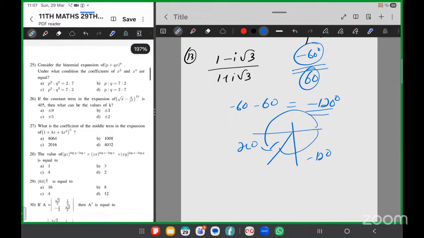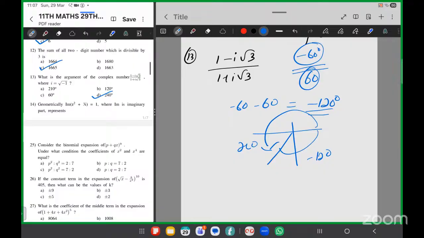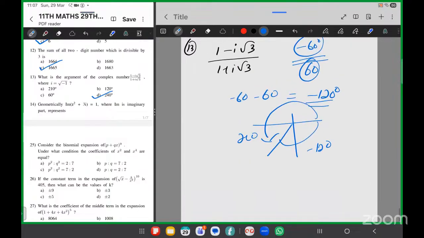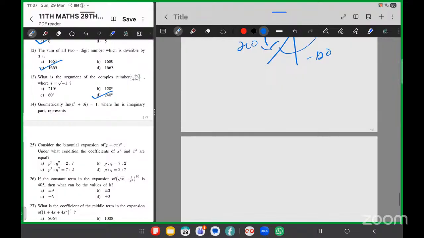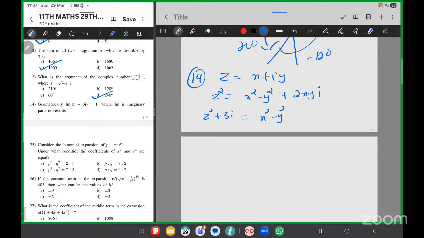Question number 14. Geometrically, imagine the part of z square plus 3 iota equal to 1, where Im is imaginary part, represent. Okay. Imaginary part of z square plus 3 iota equal to. Okay. If you consider z is equal to x plus iota y, z square क्या आएगा? x square minus y square plus 2xy iota. So z square plus 3 iota क्या आएगा? x square minus y square plus 2xy plus 3 iota.